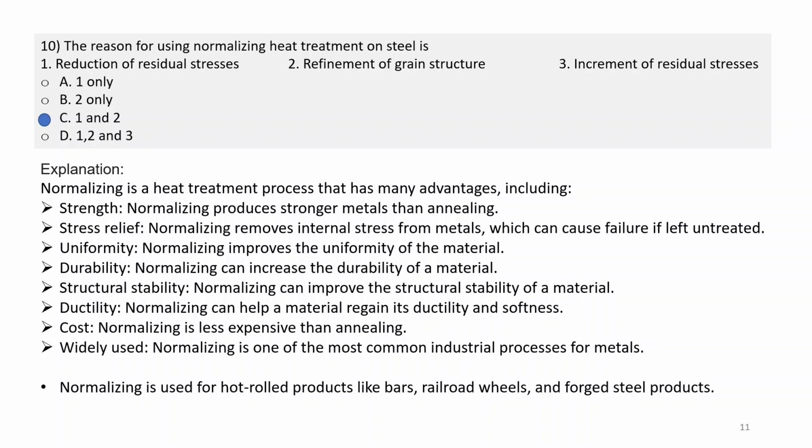Normalizing is one of the most common industrial processes for metals and it is used for hot rolled products like bars, railroad wheels and forged steel products.